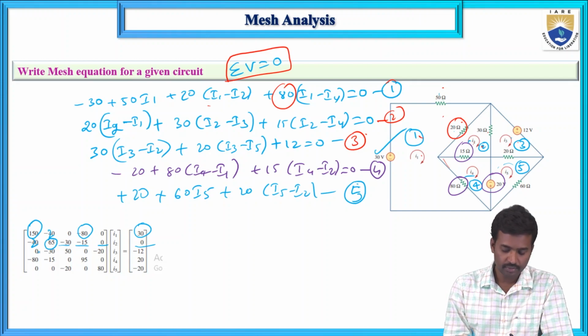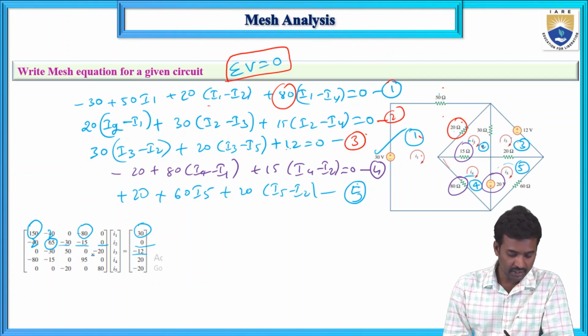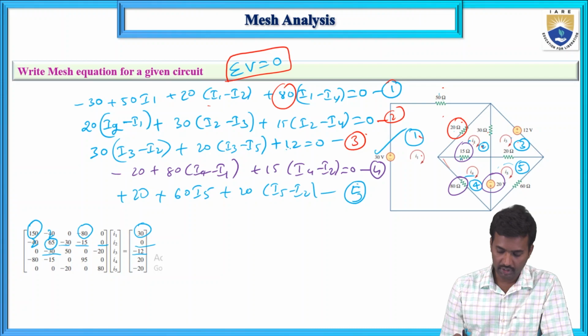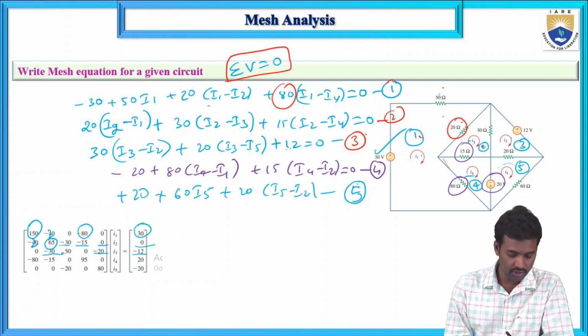And next thing here, in this third mesh equation, so now here minus 12, this one. So 12 minus 12, and minus 30, this one, and next this one is minus 20, and this one 30 plus 20 is 50.